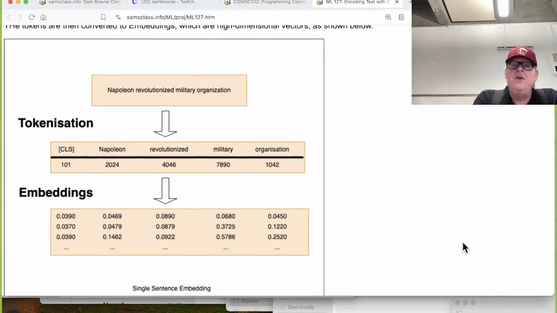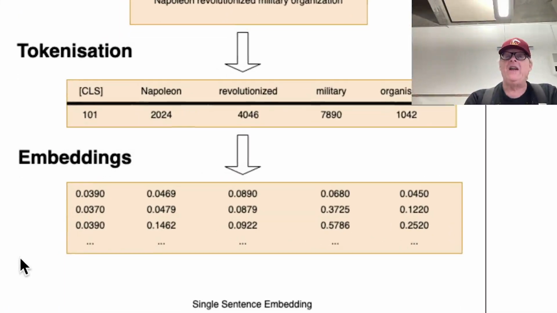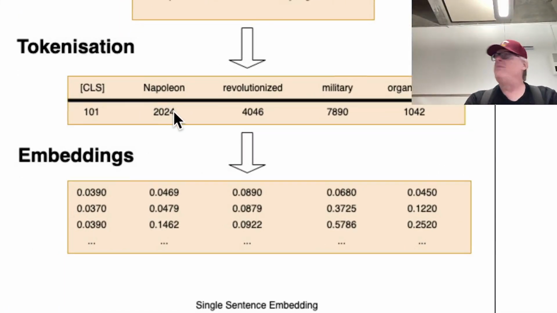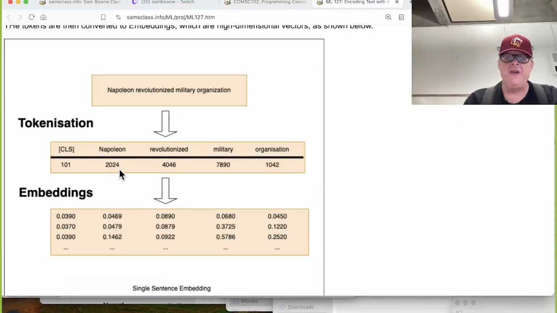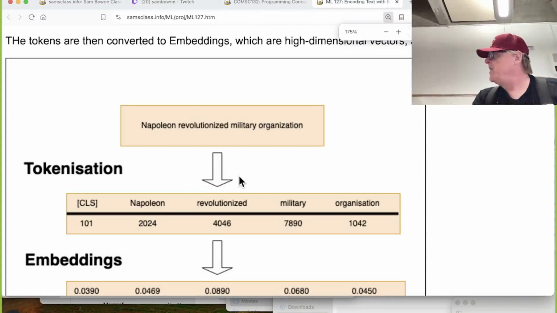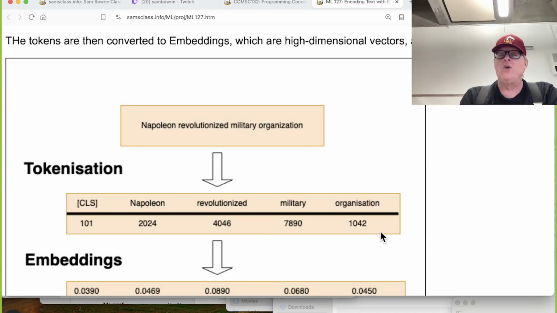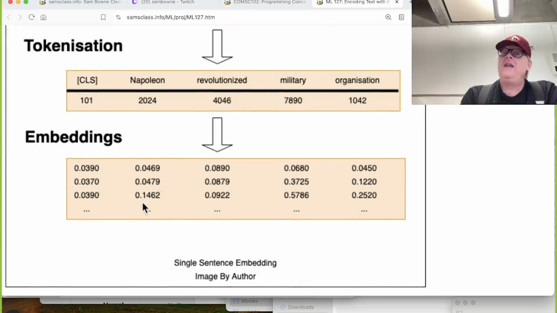Then you can tokenize it, you turn it into numbers. And you can use a variety of systems here. The simplest one is just to have one token per word. So here you have Napoleon revolutionized military organization. You just assign an arbitrary number to each word. Then you have a token for the start of a sentence, the CLS. Then, this is the part that always struck me as magic.